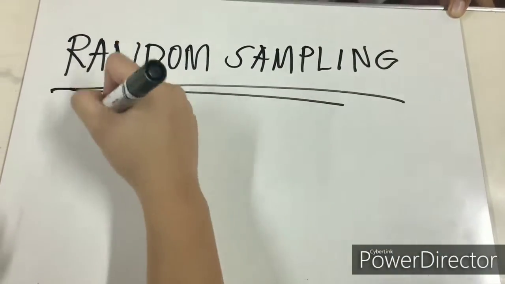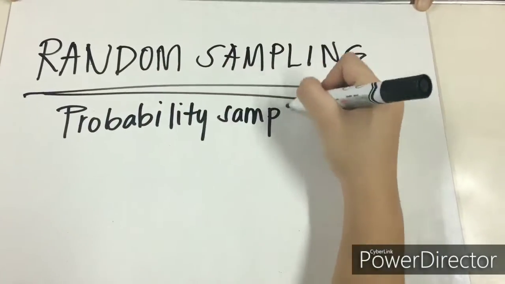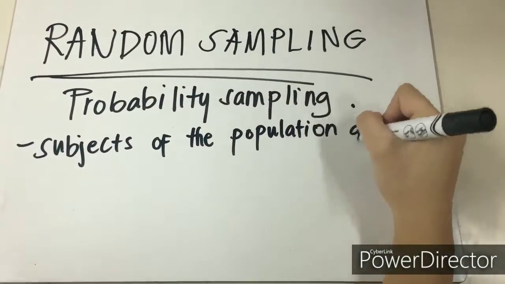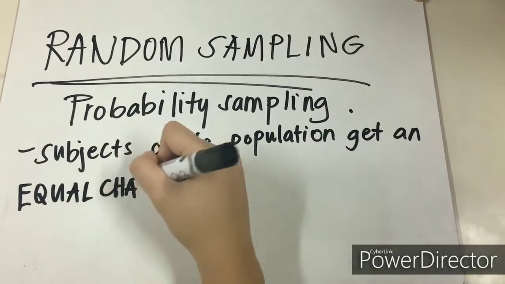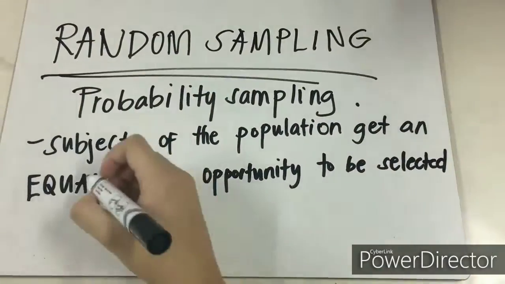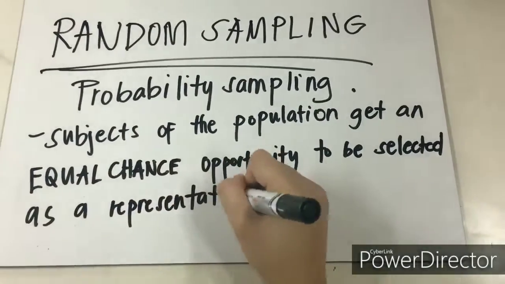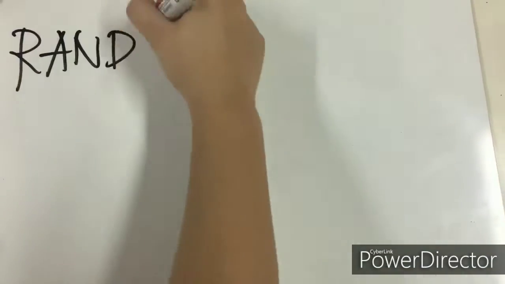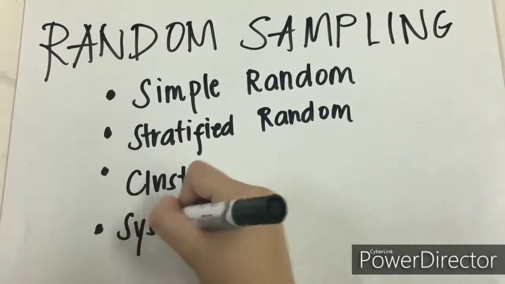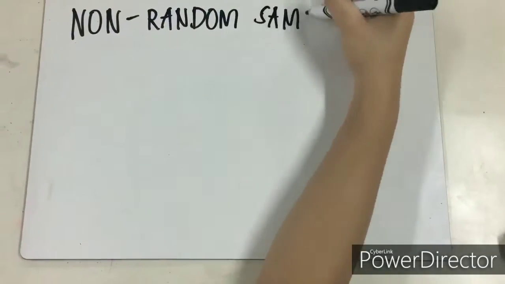There are various methods of sampling in an attempt to obtain a sample. Number 1. Random sampling. It is also known as probability sampling. The subjects of the population get an equal opportunity to be selected as a representative sample. Under these are simple random sampling, stratified random sampling, cluster sampling, and systematic sampling.